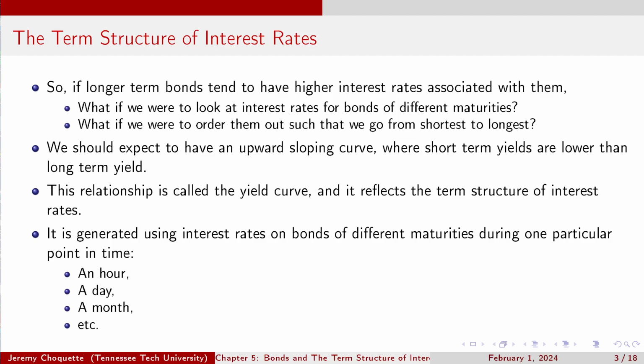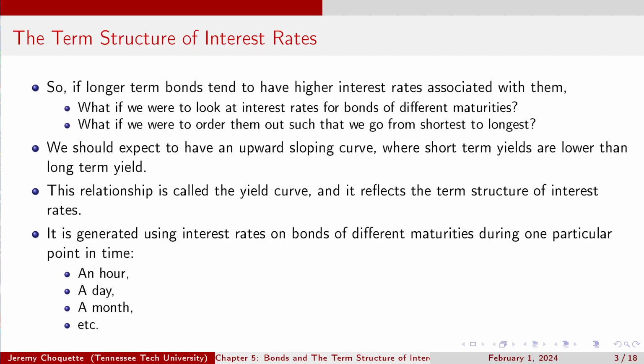So, if longer term bonds tend to have higher interest rates with them, what if we were to look at interest rates on bonds of different maturities? So these are assets of the same class, so to speak. It's just the maturities are different. And if we ordered them such that we went from the yields on the shortest to the longest, what would we see? Well, we'd expect to have some kind of an upward sloping curve where short term yields are lower than long term yields.